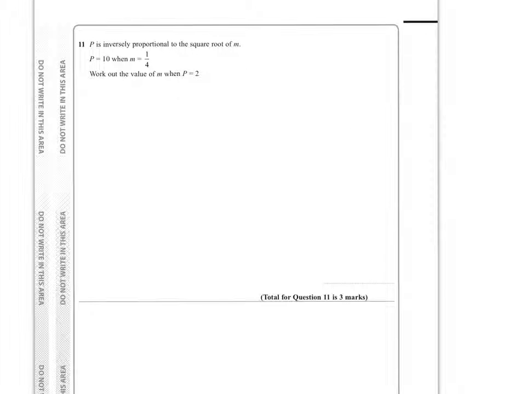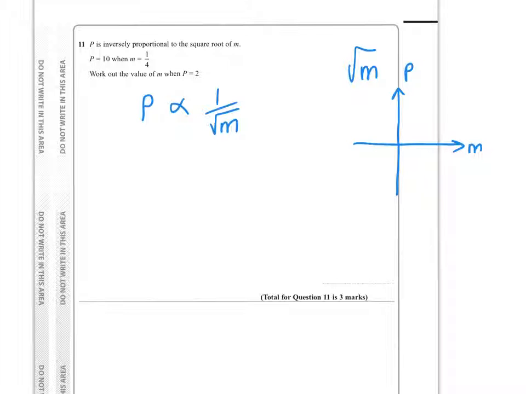Question 11. P is inversely proportional to the square root of m. So the square root of m would look like that. And if it was inversely proportional, then we'd have to do the reciprocal. Now, what that means is there's a whole family of curves, and I think they would look something like this if you were to plot m versus p. If you want an inverse relationship, then it looks something like this. But if you square root m, it doesn't really make any difference to the shape of the curve. They will still have this type of shape.